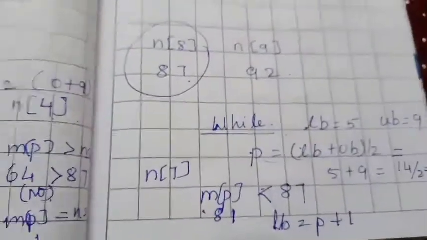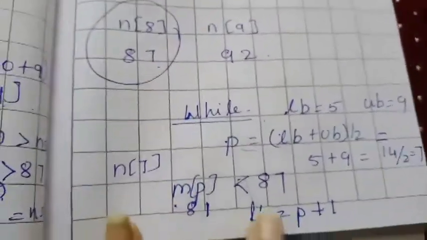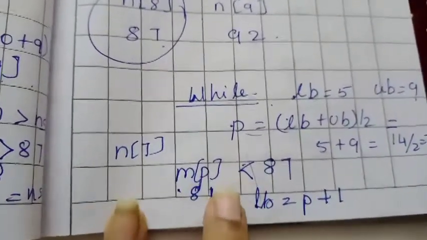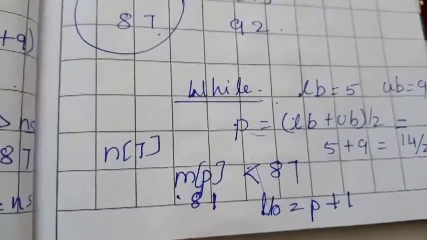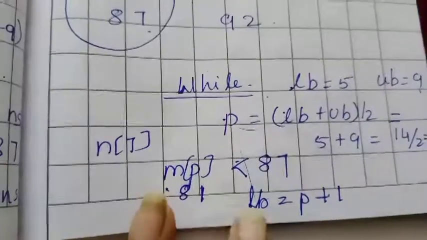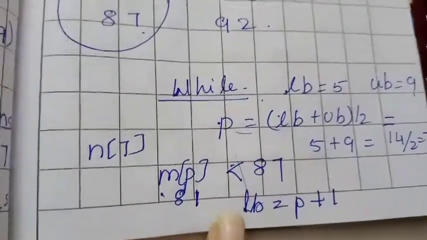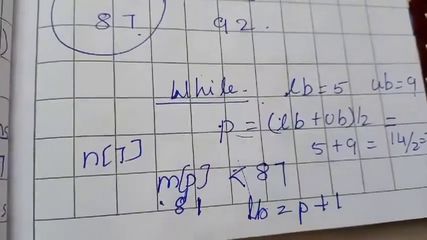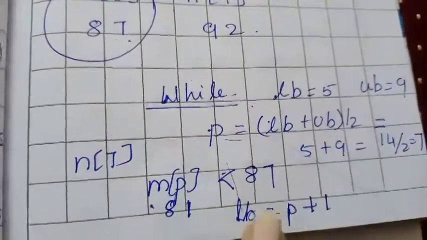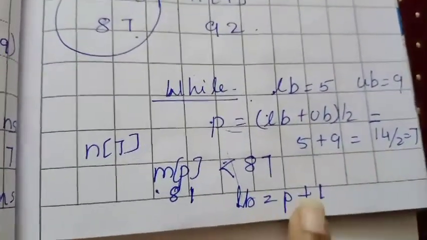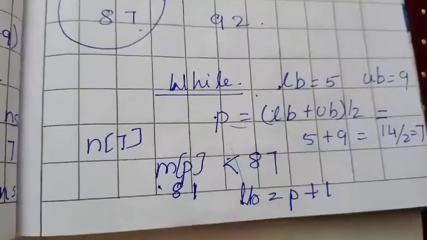So now we are going to check whether 81 is less than 87. Yes, it is also less than 87. So it is not going to be in your left part, that is your lower part again. It is going to be in your right part only. So again we are going to change the lower bound to p plus 1, because from the next element we are going to check whether it is present or not. So now the p value is 7 and p plus 1 will become LB is equal to 8. So your lower bound will be 8.